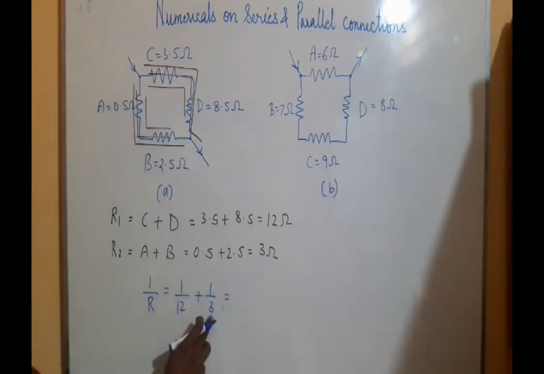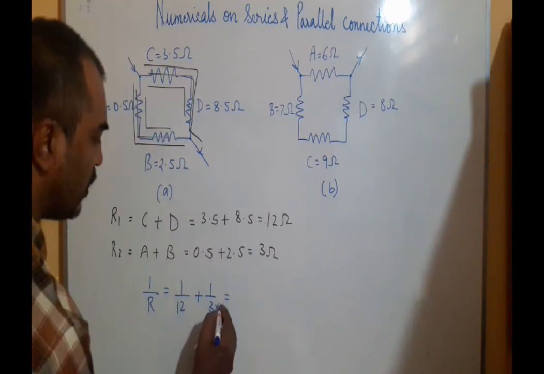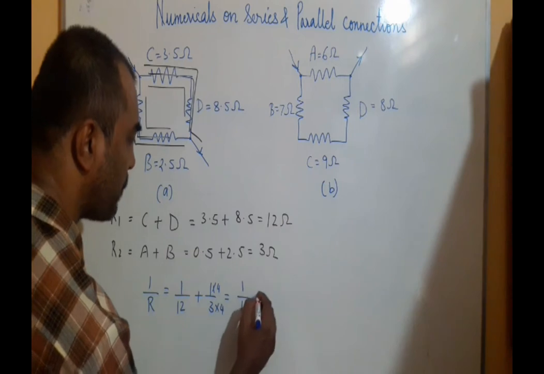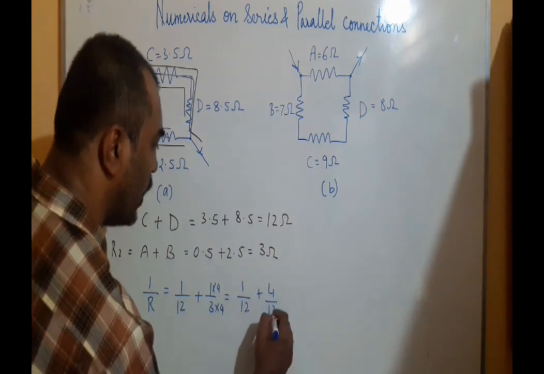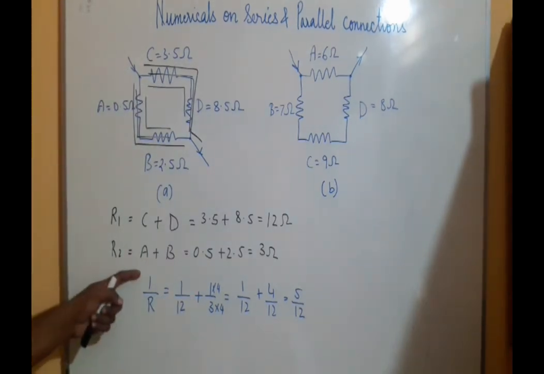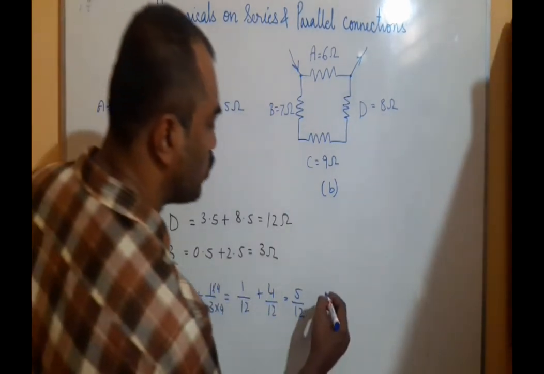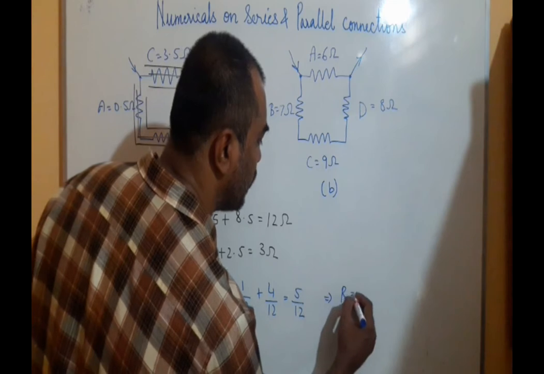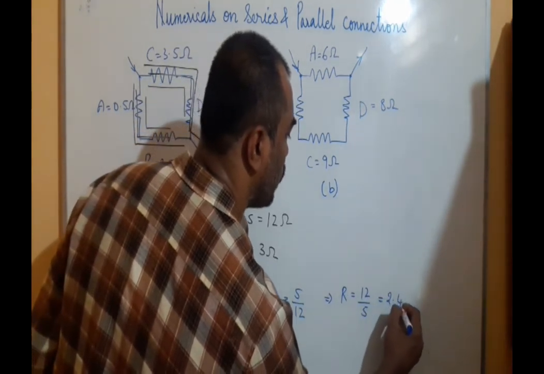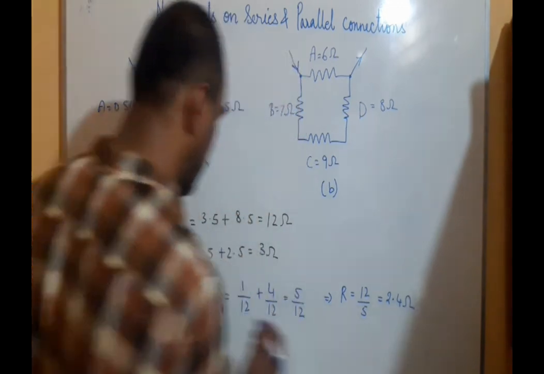The LCM of 12 and 3 is 12. So 3 4s are 12. So we get 1 upon 12 plus 4 upon 12 equal to 5 upon 12. So 1 upon R is 5 upon 12, which implies R is equal to 12 upon 5, or 2.4 ohms.